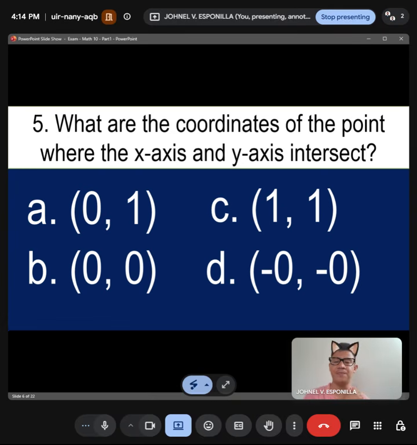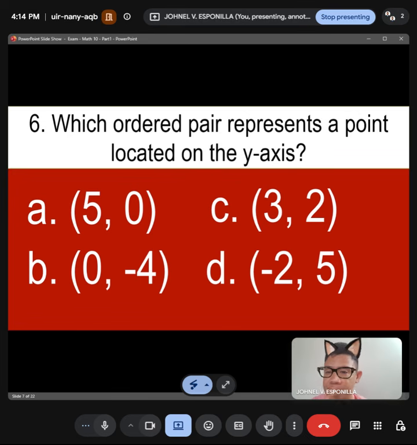Number 5, what are the coordinates of the point where the x-axis and y-axis intersect? 5 seconds go. Okay, and the correct answer is the origin, and the coordinate of the origin is 0, 0.